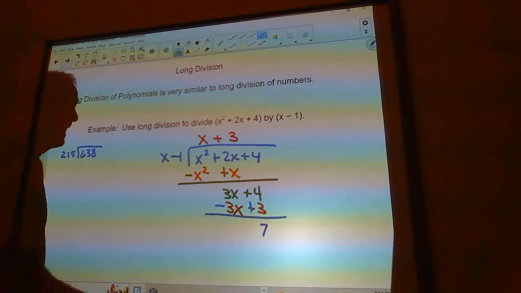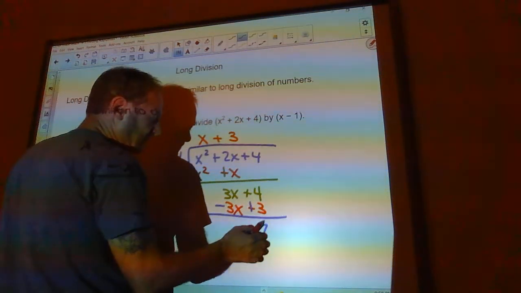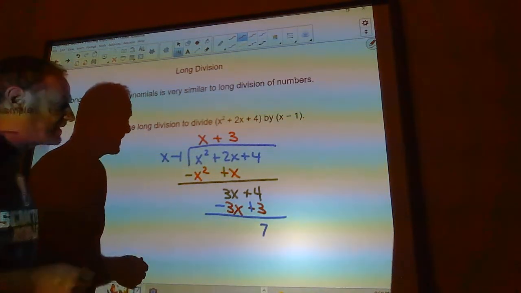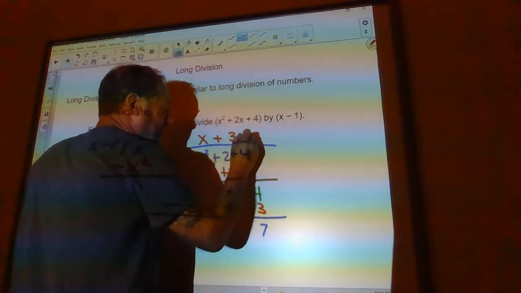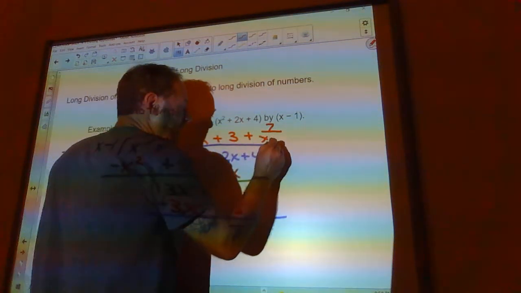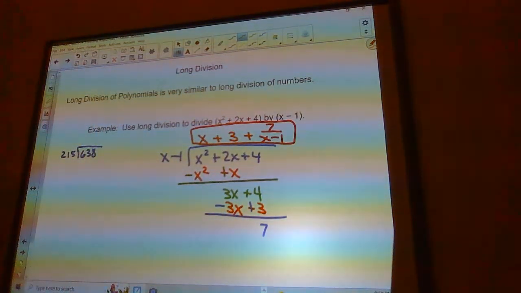Now, x will not go into 7, so this is a remainder. If this is 0, it divides, that means this divides in there evenly. But this has a remainder of 7, so here's what I do: I write plus 7 over whatever this is, x minus 1. And this, my friends, is my answer. x plus 3 plus 7 over x minus 1.